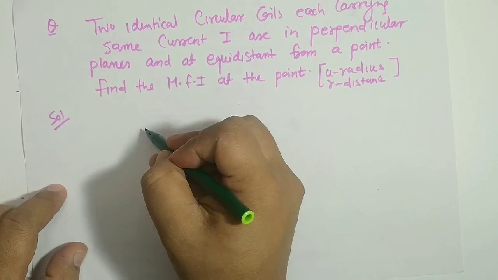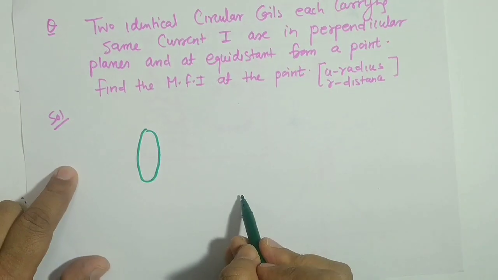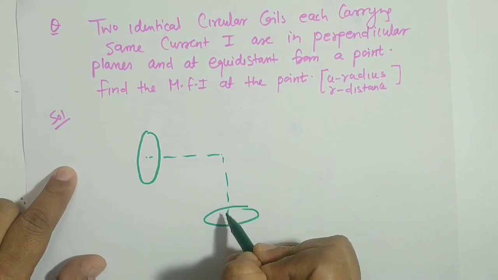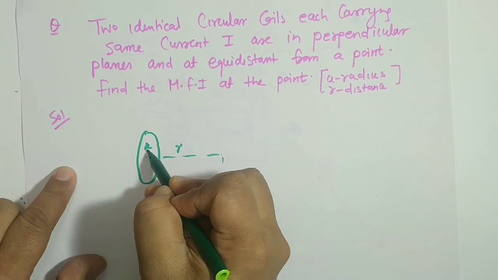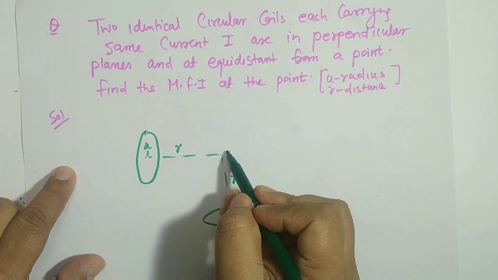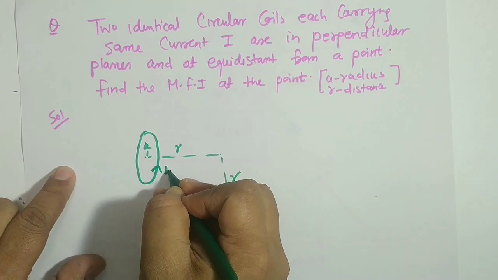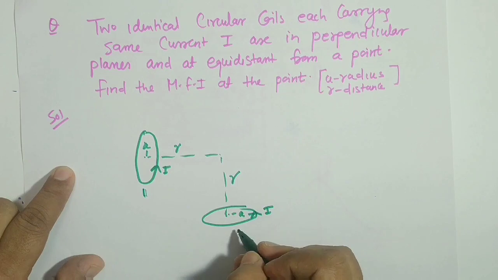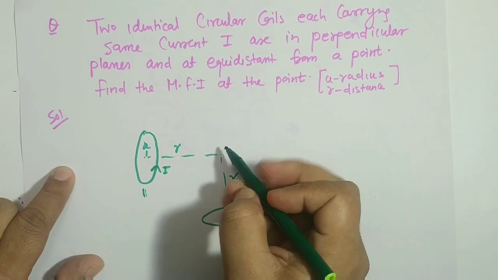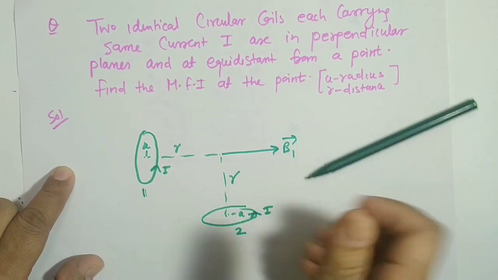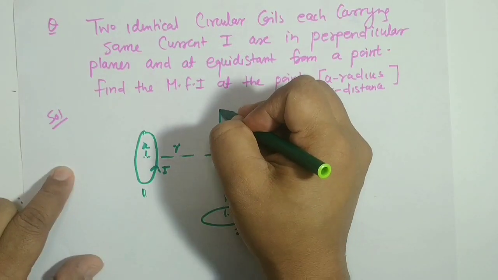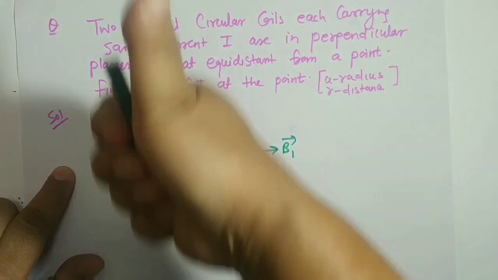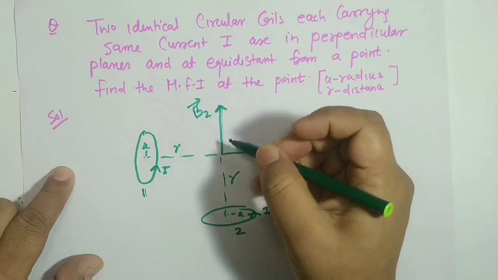Say one is this and another is this. And this is R, this is R, this is A, this is A. Can you find it at this point? And say this current is I, this current is I. I think all of you know this is coil 1, this is coil 2. So where will be the direction? This will be B1, and the direction will be up. B2 will go up, by the right hand thumb rule. Where is the resultant? I think all of you came to know.